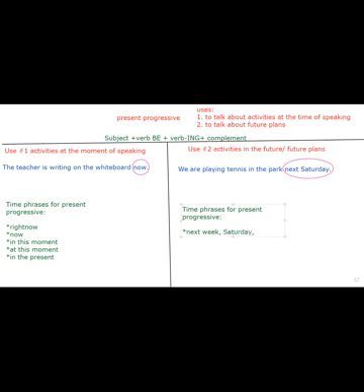What else can we say? Tomorrow. Next month. Okay, very well. What's another phrase for the future? Tonight. Okay. I will say later tonight. Or tonight.